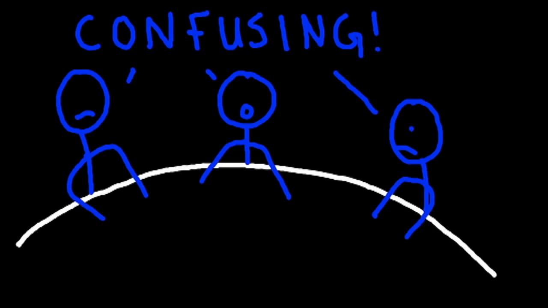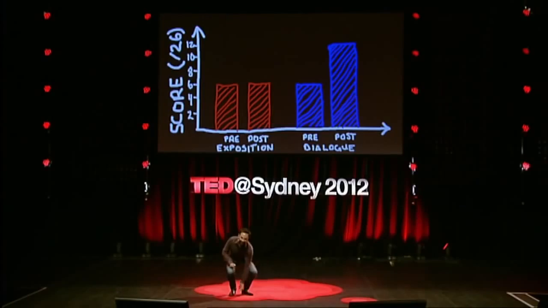What did the dialogue students say? Well, no one told me that it was clear. No one told me it was concise. No one said it was easy to understand. In fact, most of the time, they told me it was confusing. Man, maybe this backfired. So how did they go on the post-test? Well, their scores nearly doubled to 11 out of 26. It's not 26 out of 26, but it's a start.